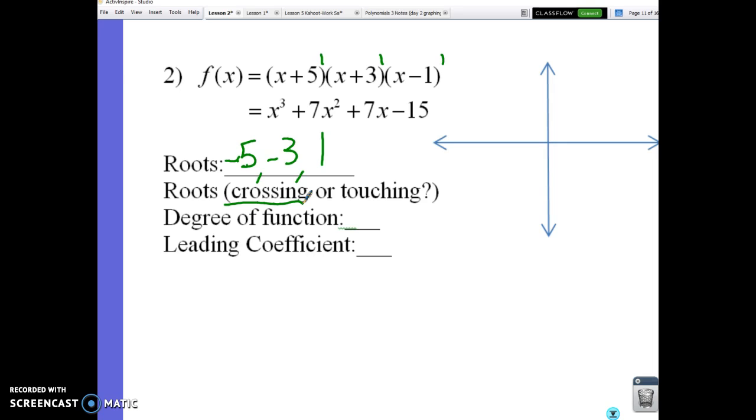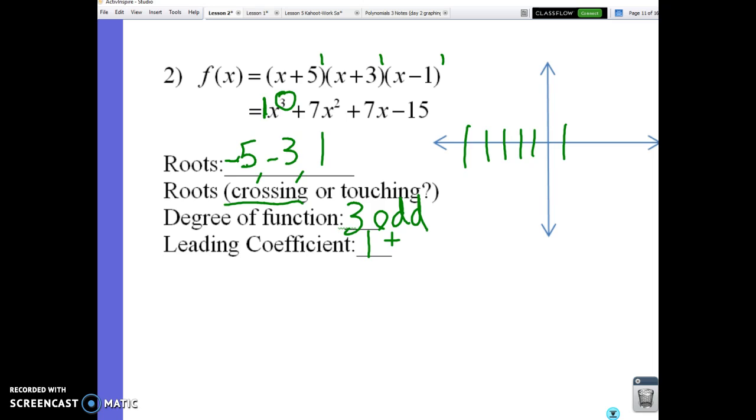The degree, the highest power right here I circled in green, that's 3, and that's an odd number. The leading coefficient, I just wrote it in green, it's a 1, and it's positive. Okay, since there's nothing there, it's a 1. So now we're going to draw some lines.